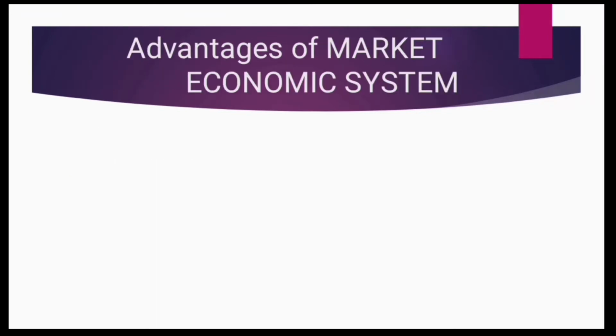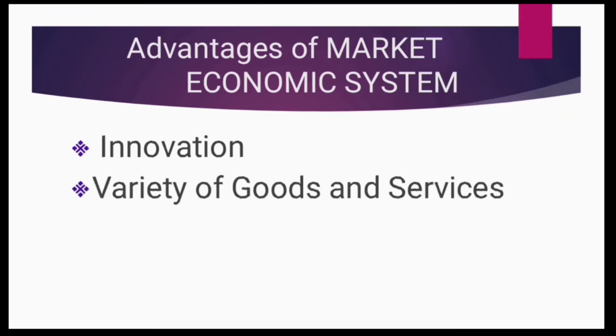Next is advantages of market economic system. First, innovation. They create new products or services to make higher profit, and this leads to variety of goods and services. In market economic system, private sectors produce different products to satisfy the needs and wants of the consumers. Third is quick response. Private sector responds and produces what people want because it gives them more profit, and the product that is not demanded will be removed from their production.